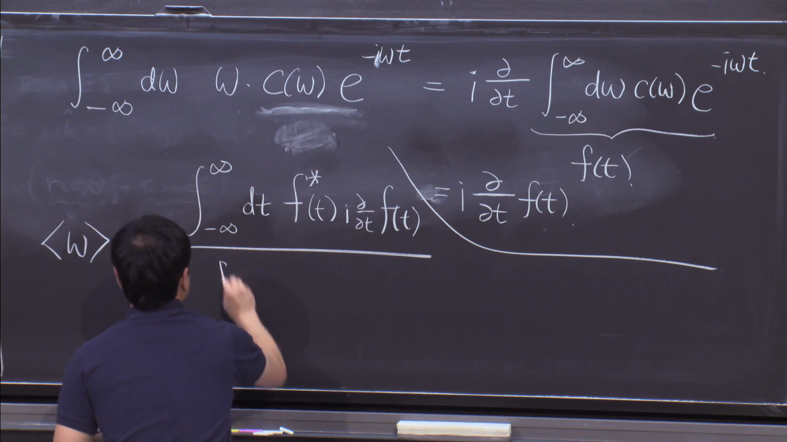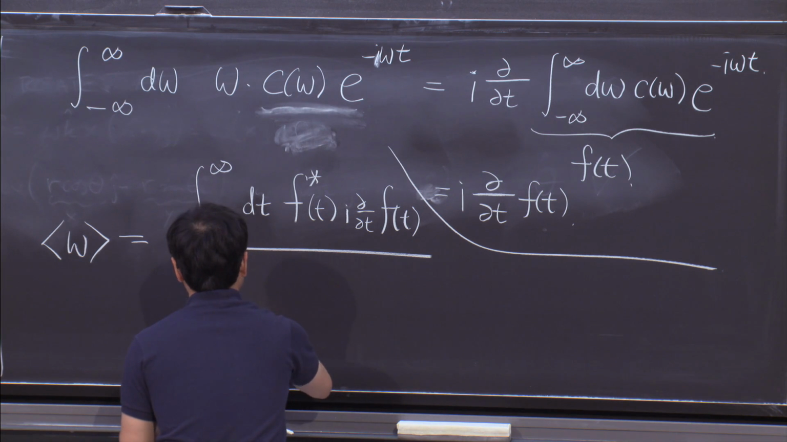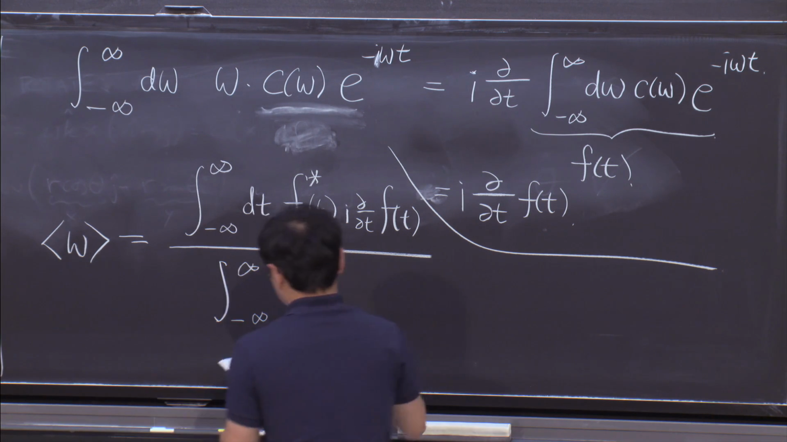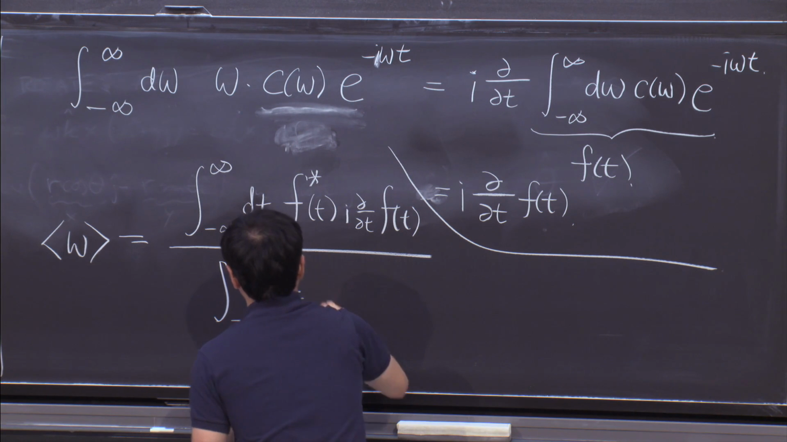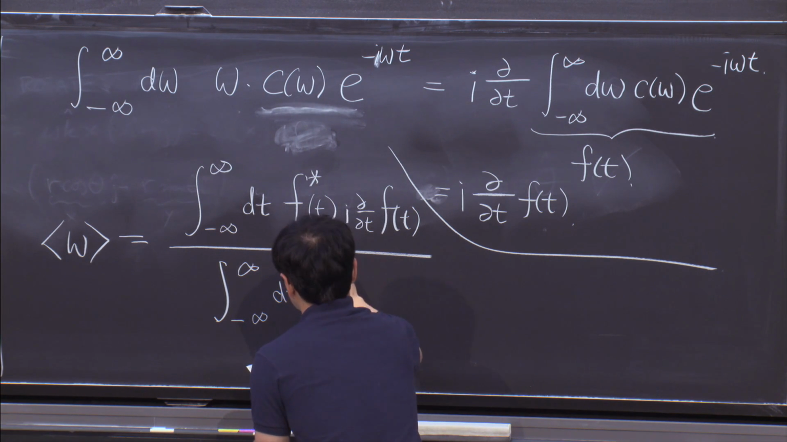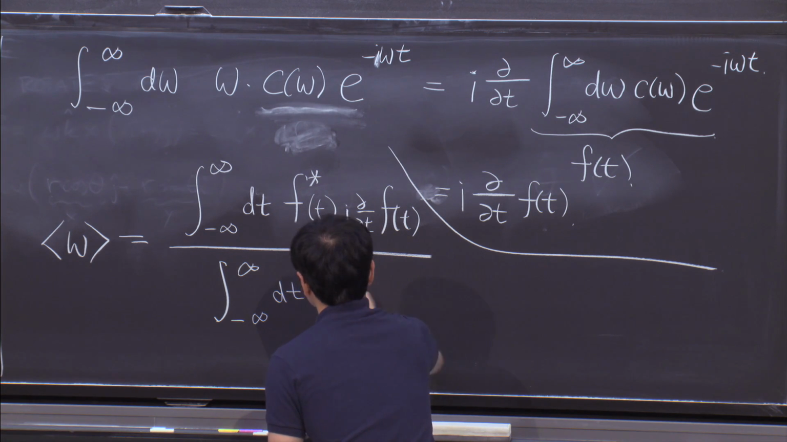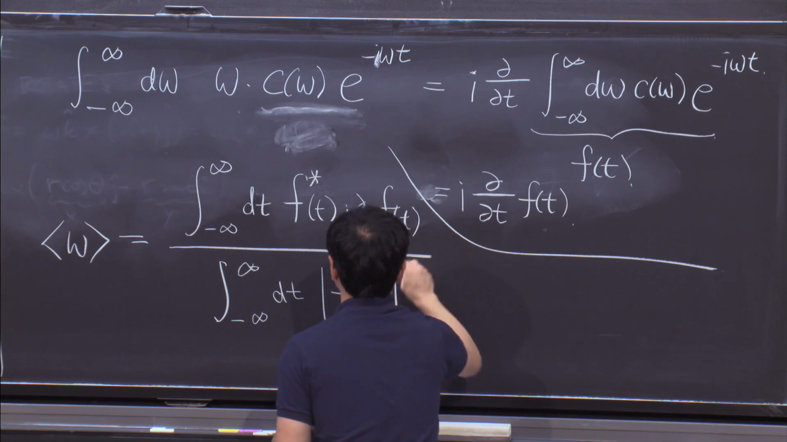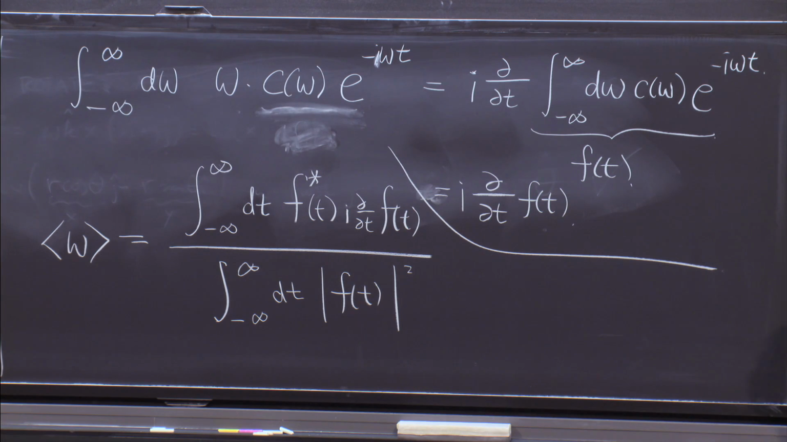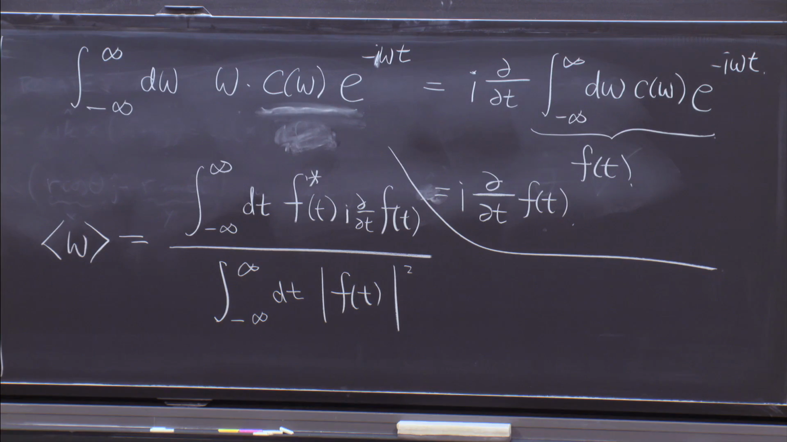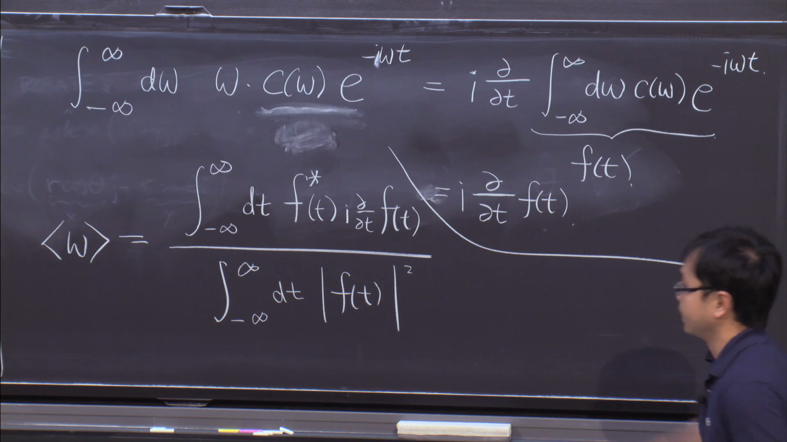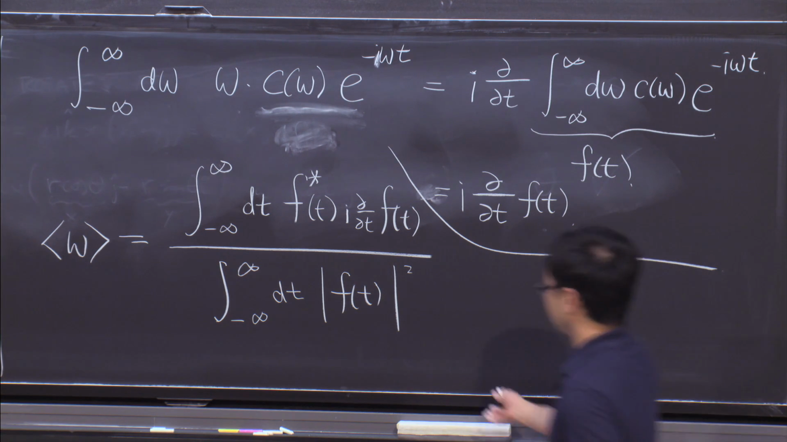Therefore, I of course still need to normalize the calculation, right? So this gives you the denominator, which is the integral from minus infinity to infinity over dt of f of t squared. Okay, so you can see that instead of using omega directly, I use this trick to use I partial t to extract 1 omega, and I can calculate the mean value of omega.